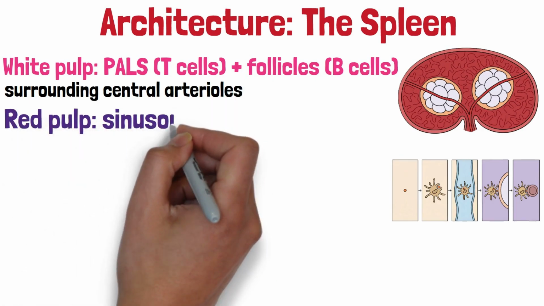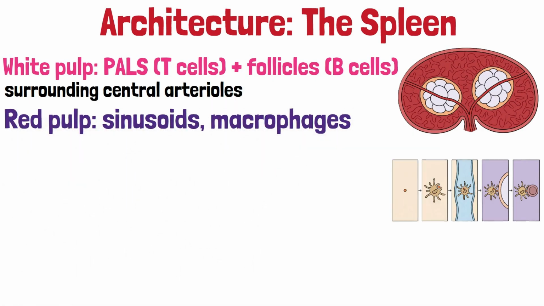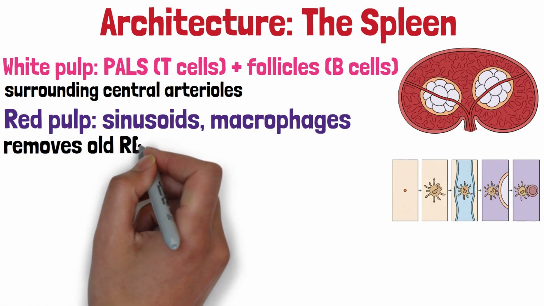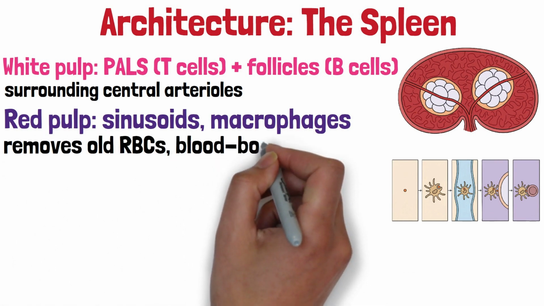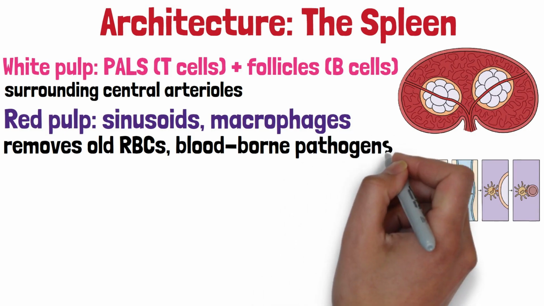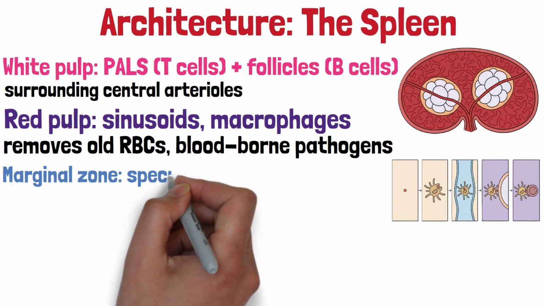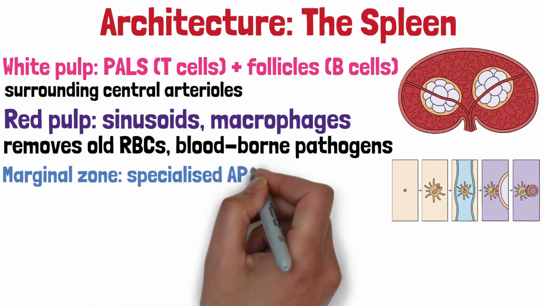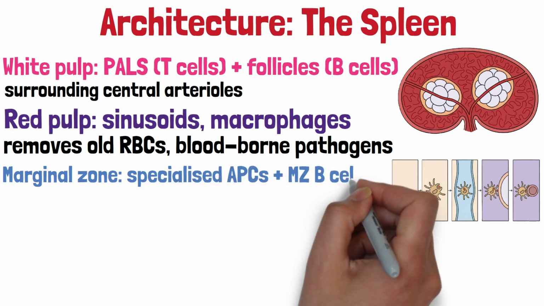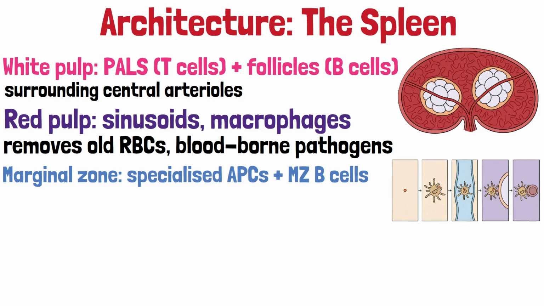The red pulp is full of sinusoids and macrophages, and its job is basically cleanup, clearing old red blood cells and any blood-borne pathogens. In between the two is the marginal zone, home to specialized APCs and marginal zone B cells, which is exactly where blood-borne antigen gets captured first.